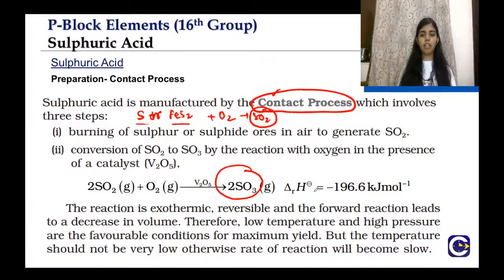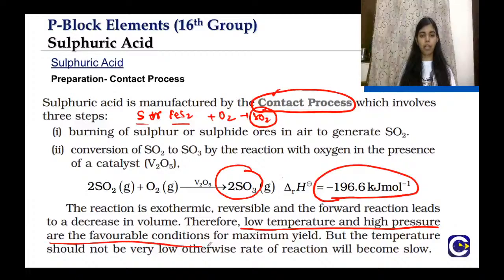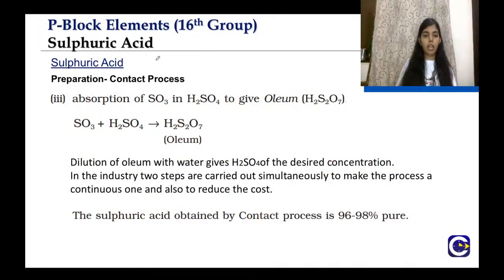Now if you see this reaction, basically the contact process, it is exothermic in nature as the delta H value is negative here, right? So therefore it is favored by low temperature and high pressure to obtain the maximum yield, right? Because exothermic reactions are most favorable at lower temperature, right? But the temperature also cannot be very low. Why? Because the rate of the reaction also depends upon temperature, that we have done in chemical kinetics, right? So the rate of reaction would decrease otherwise if we lower the temperature very much.